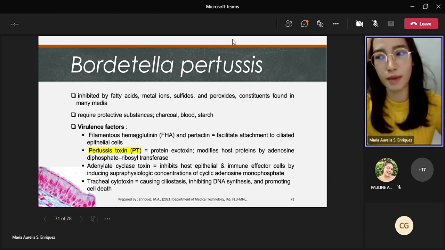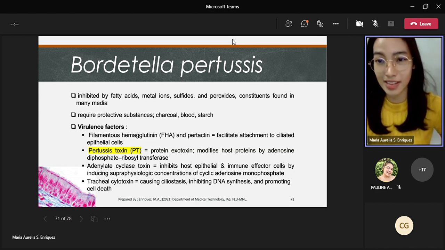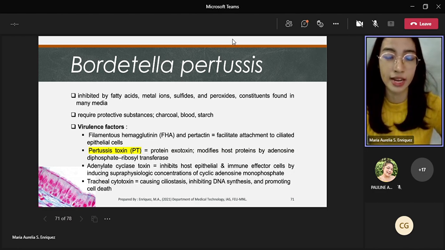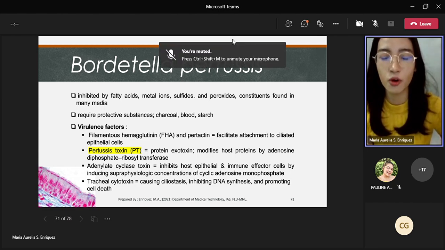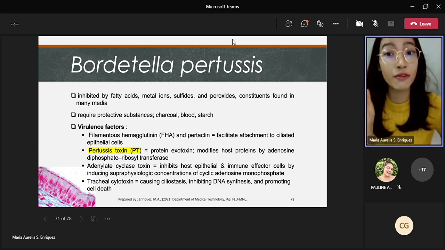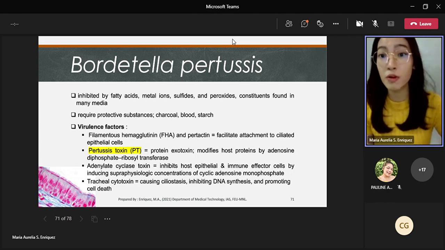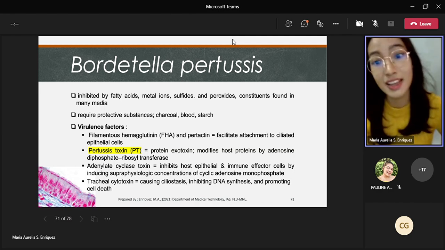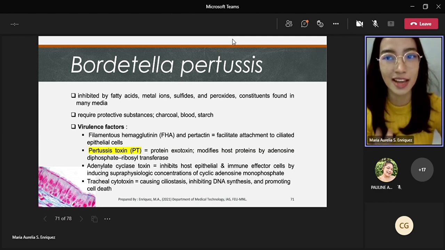So kung yung outer membrane proteins po, pinaparalyze lang nila yung sweeping motion ng ciliated epithelium, yung pertussis toxin naman po or yung other virulence factors ng Bordetella pertussis, aside from just paralyzing the sweeping motion of the respiratory epithelium, they could also cause cell death.